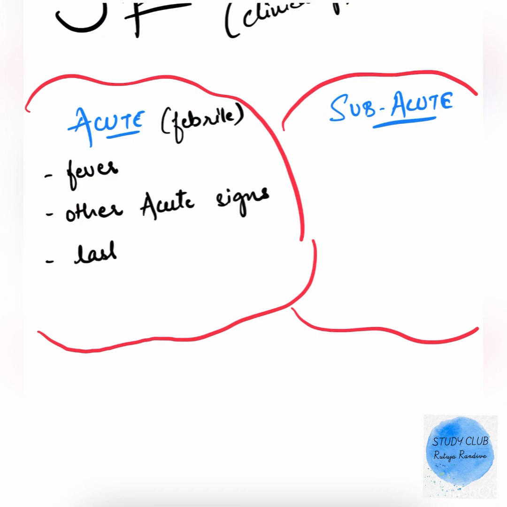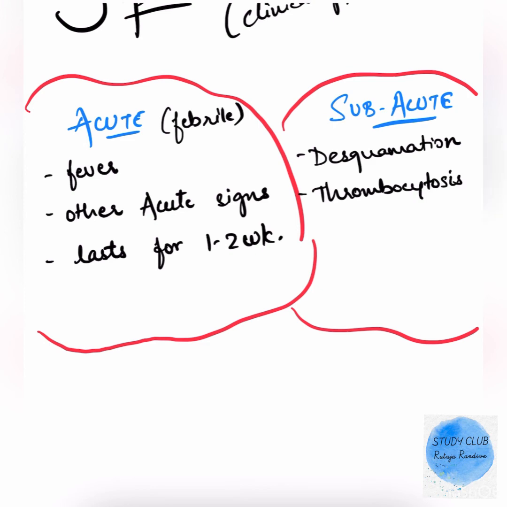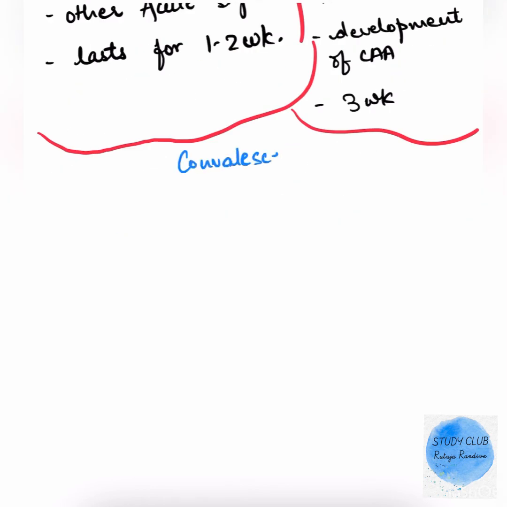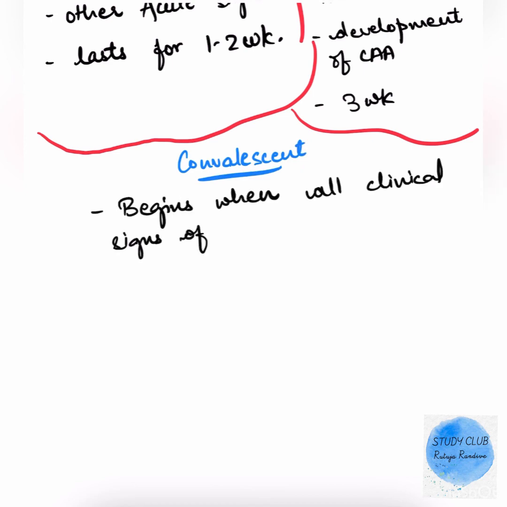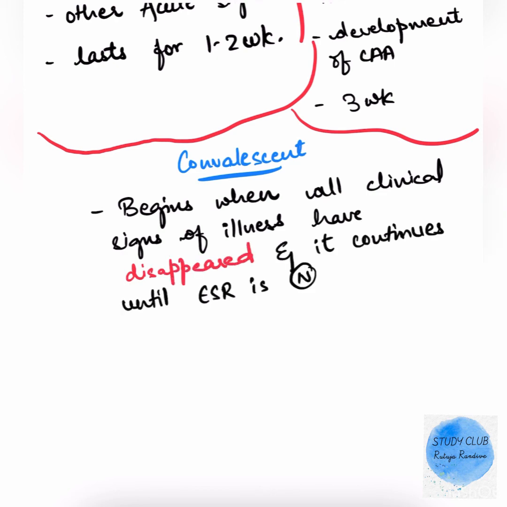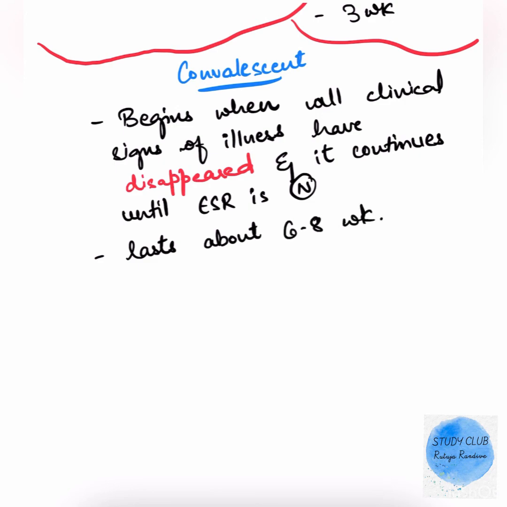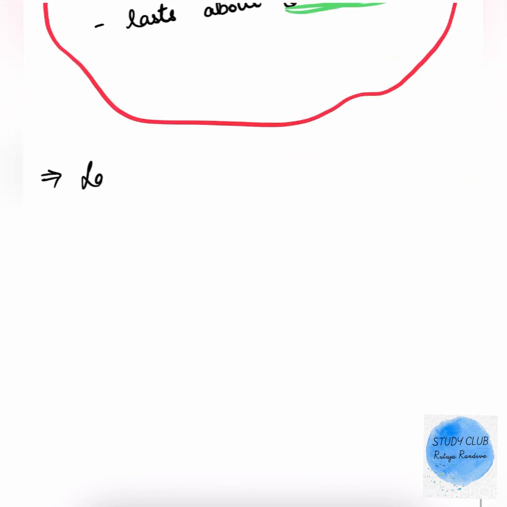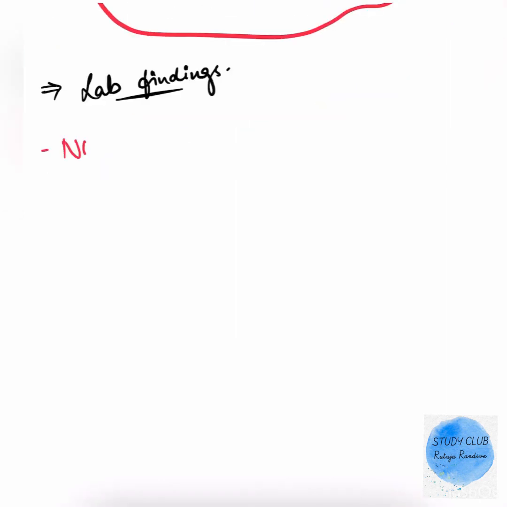In the first phase, that is the acute phase, there are fever and other acute signs, which last for 1 to 2 weeks. In the subacute phase, there are desquamation, thrombocytosis, and development of coronary artery abnormalities, which last for 3 weeks. The convalescent phase begins when all the clinical signs of illness have disappeared, and it continues until the ESR is normal, which lasts for 6 to 8 weeks.